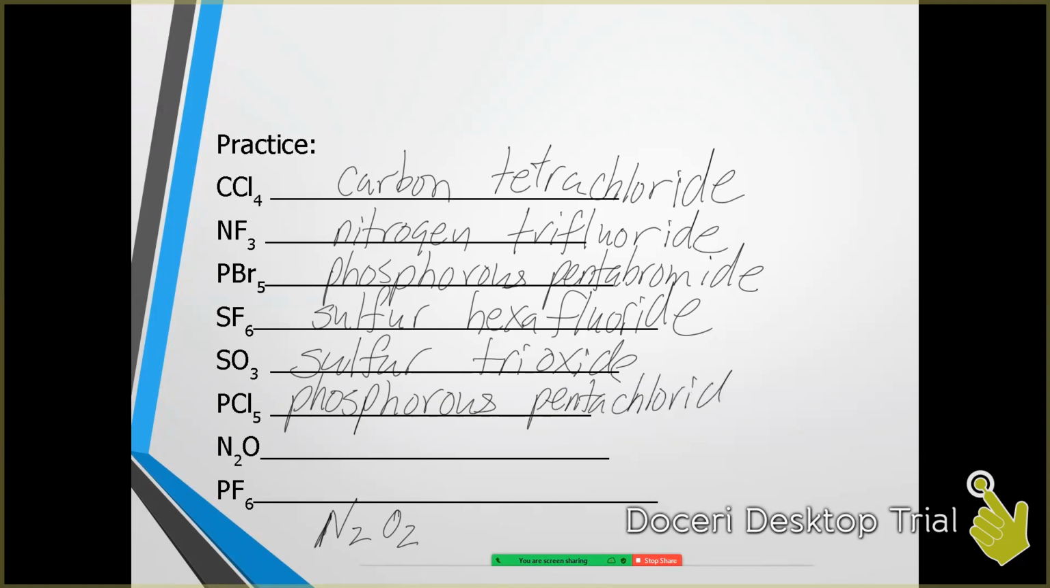Finally, we have the first element that has more than one, so we're finally going to need a prefix. So we would have what? Dinitrogen. And then the second one always has to have a prefix, so you have to put mono, oxide for the second one. See, dinitrogen would be my first element, and then my second element, I just had one oxygen.